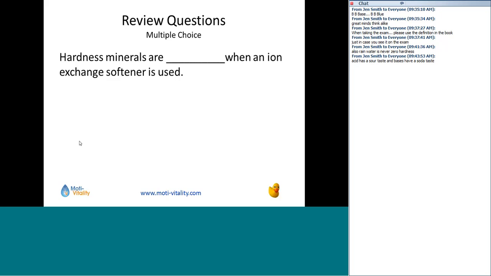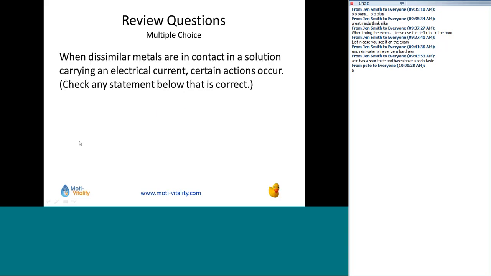Hardness minerals are blank when an ion exchange softener is used. Replaced, neutralized, destroyed. Hardness minerals, good. Good job, Pete. Replaced, that's right. Ion exchange, not ion removal.